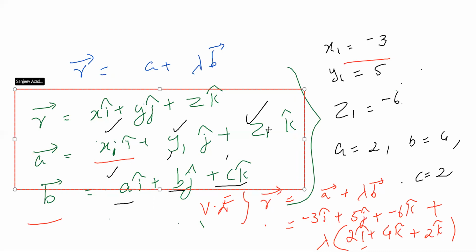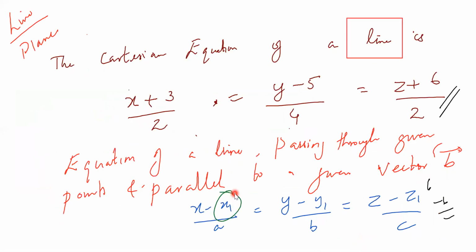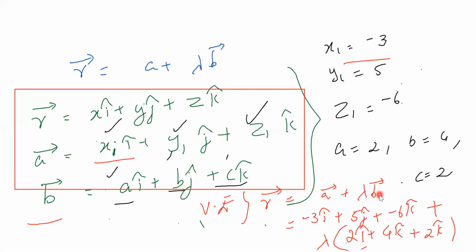This particular thing is constant. r is equal to xi + yj + zk. a vector is x1i + y1j + z1k. b vector is ai + bj + ck. Correct? Then I'm just comparing these values with the Cartesian equation. And I know the vector equation is very easy, that is r = a + λb. That's all. Clear? That is the only thing which I want to tell you.